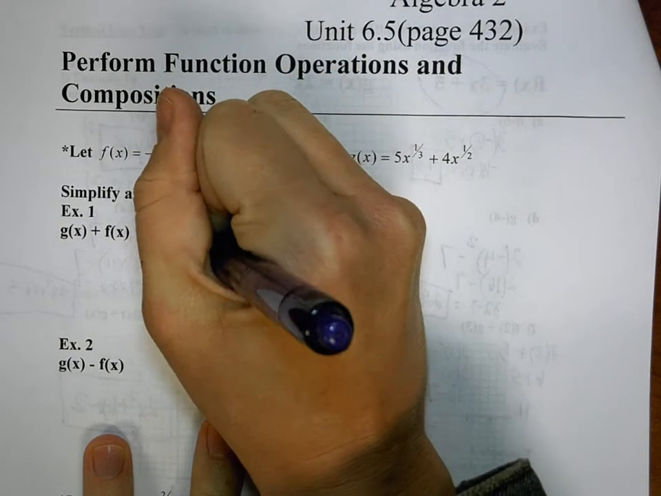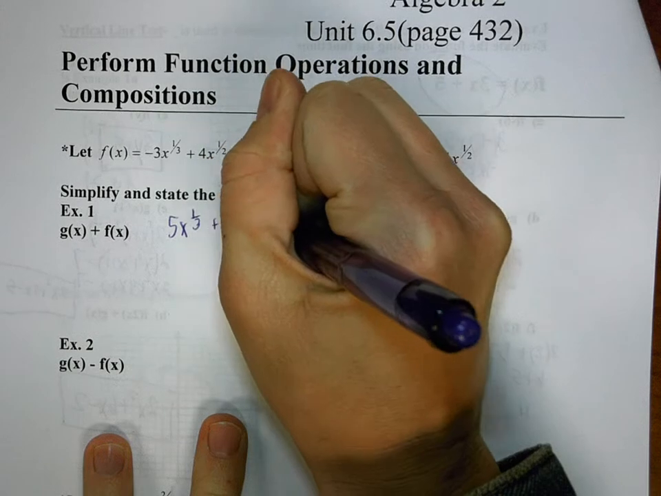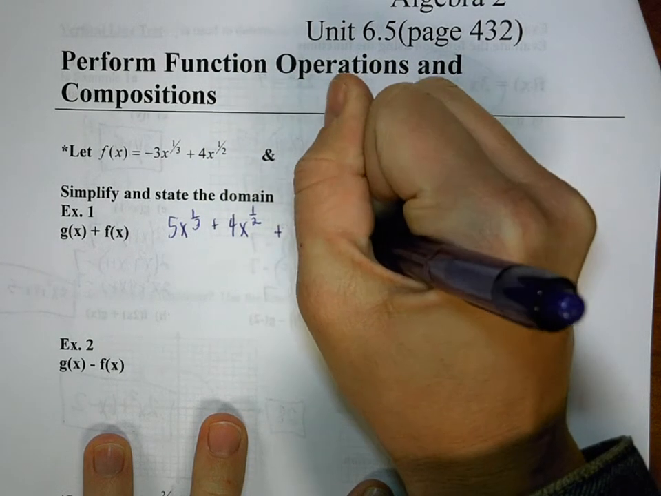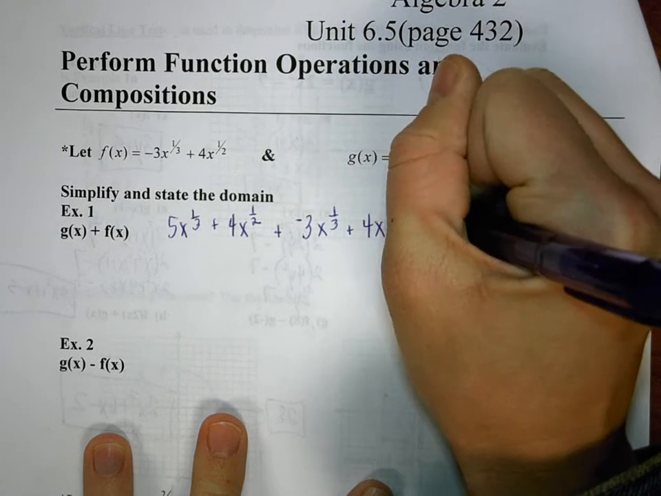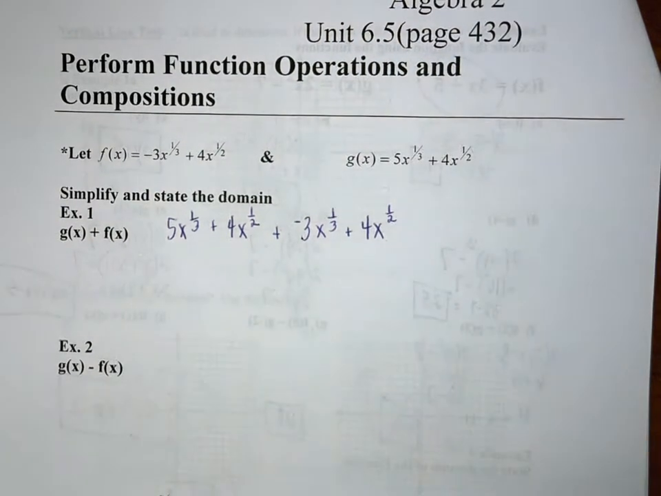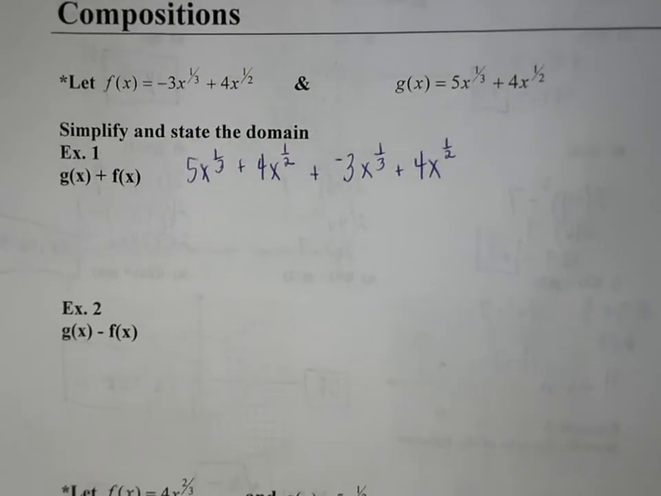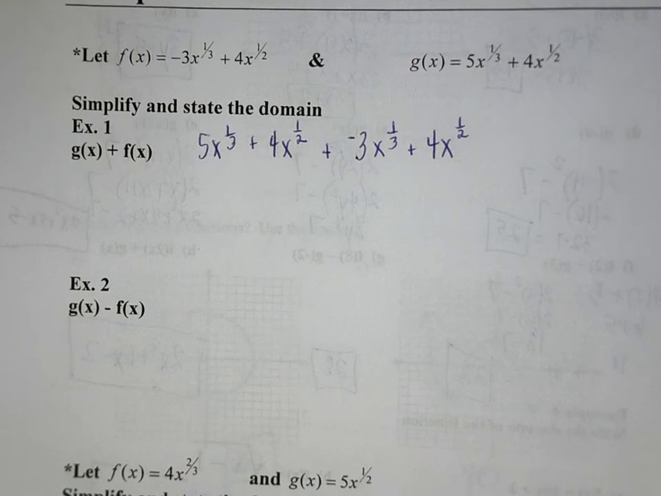So we have 5x to the 1/3 plus 4x to the 1/2 plus negative 3x to the 1/3 plus 4x to the 1/2. Now remember, this actually isn't very much work. So we've written all this out.